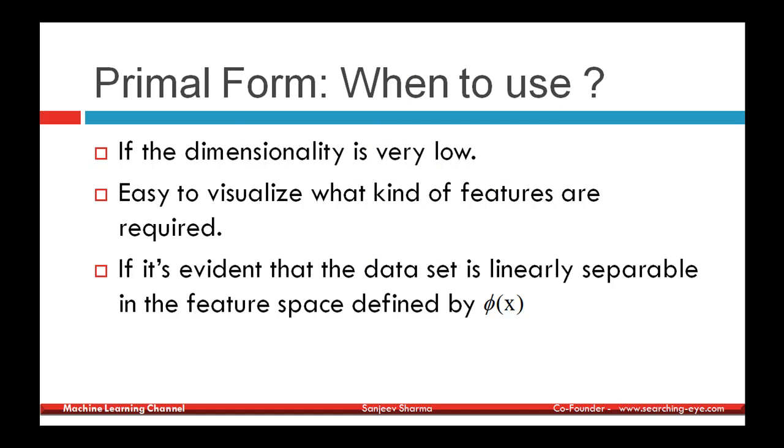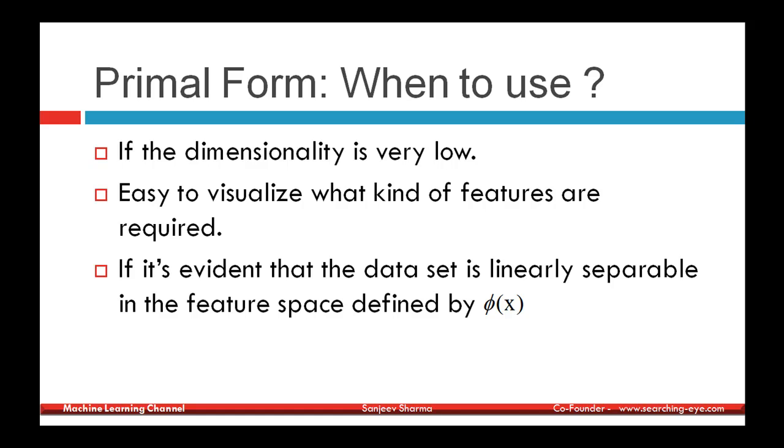problem. As I mentioned, if the dimensionality is very low and it is easy to visualize what kind of features are required, then we can use the primal form of the SVM, because if we can construct the feature vector, then we can solve the primal problem. Even if the problem is non-linearly separable, that is, the datasets are non-overlapping but we need a non-linear boundary, if the dimension is quite low and it's easy to construct the feature vector, then we don't need the dual form of the SVM. The primal form will efficiently solve that problem.